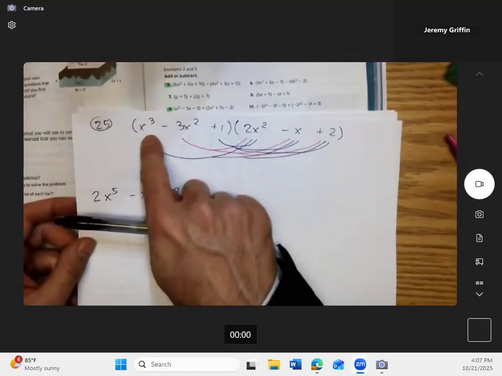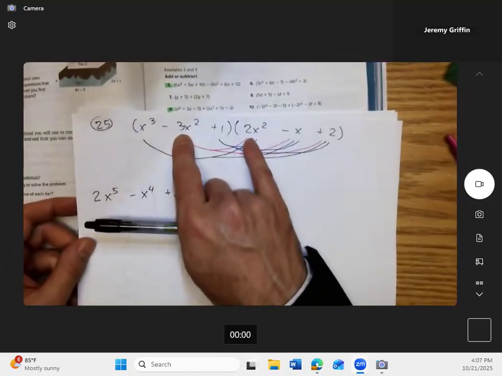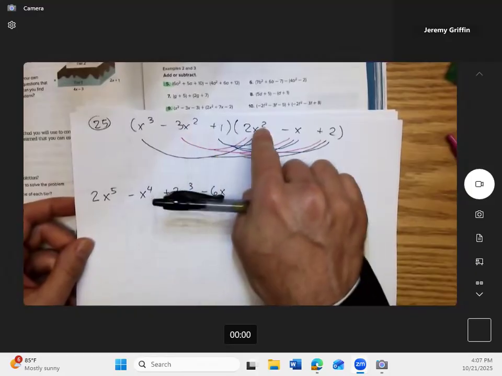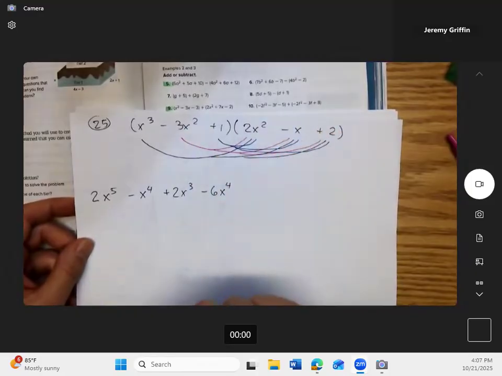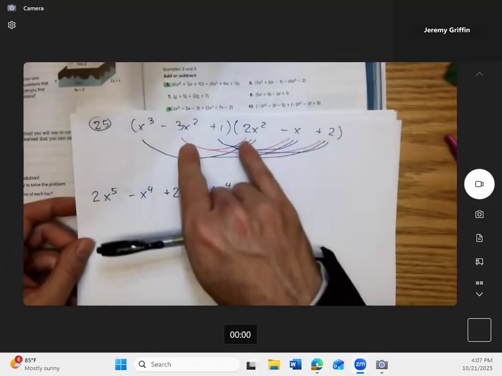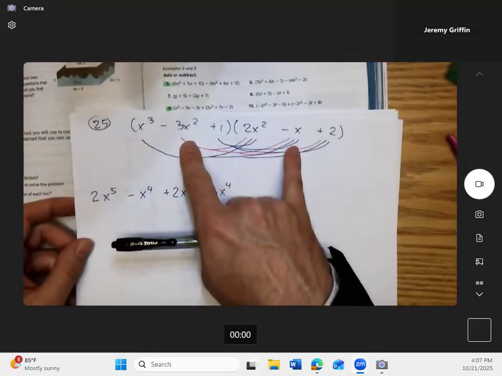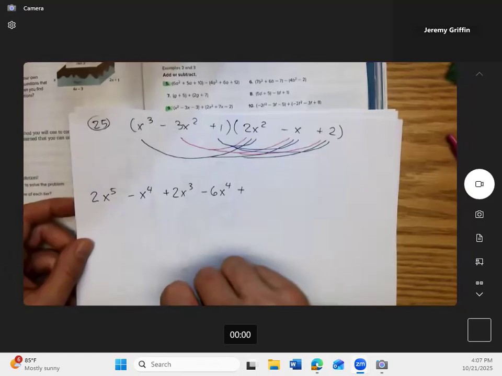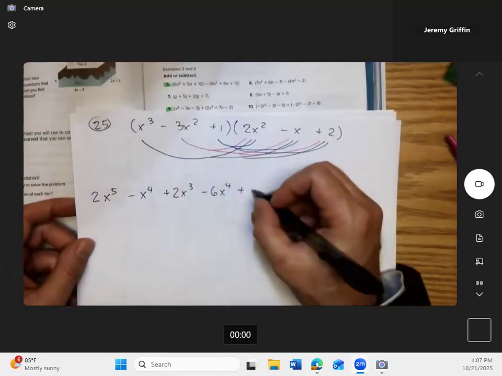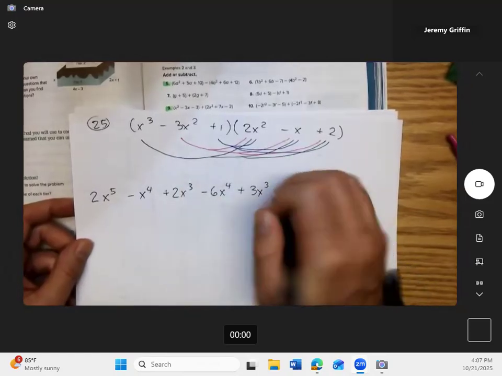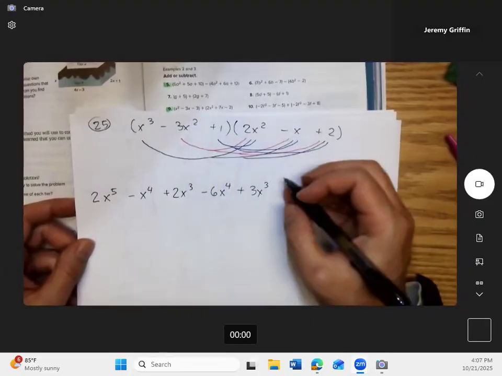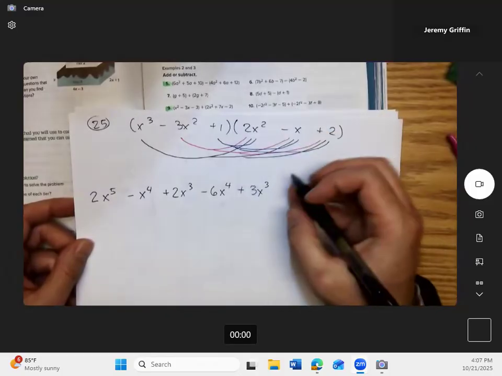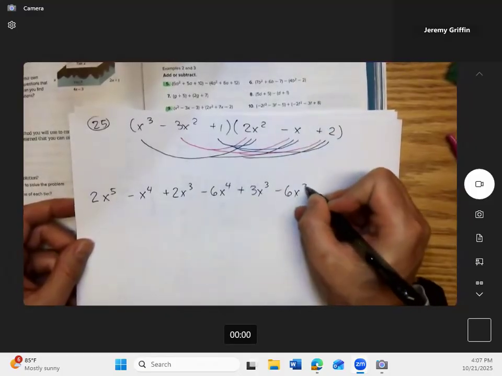Right, let's go over to pink. So negative 3x squared times 2x squared is negative 6x, and then 2 and 2, that makes 4 x's all together. So negative 6x to the 4. Next, pink. So negative 3x squared times negative x. Well, the negatives cancel, so I'm going to get plus. And that's 3x to the 3, right? Because 2 x's there and 1 x there. And then negative 3x squared times 2. That'd be negative 6x squared.